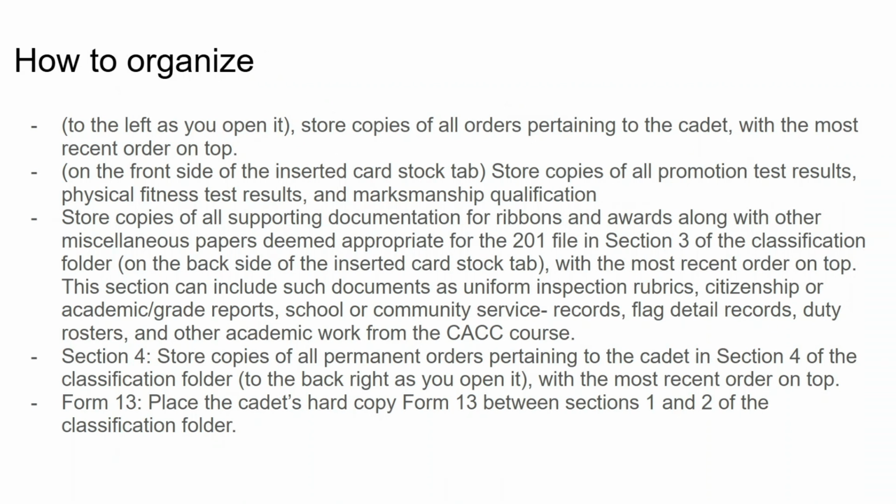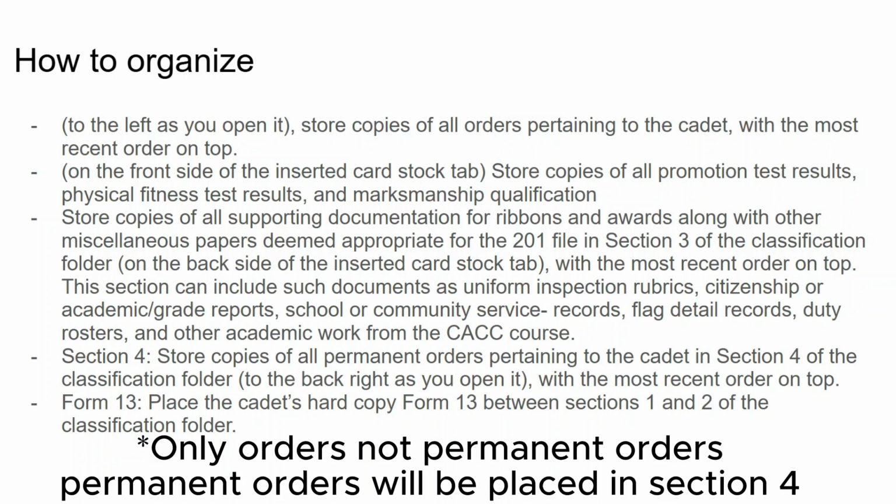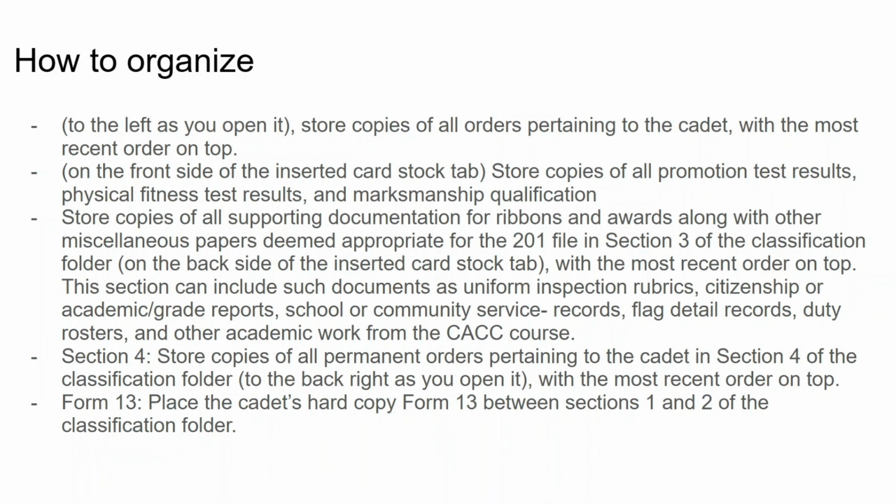Now, I know this can be a lot to read, so if you would like to pause and read along, you may, but I will be summarizing it. So when you open your 201 file, on the left, it will have all of the orders pertaining to the cadet with the most recent on top. So if it is a promotion order or a permanent order or anything of the like, it will be on the left.